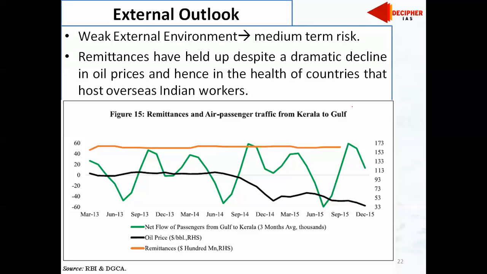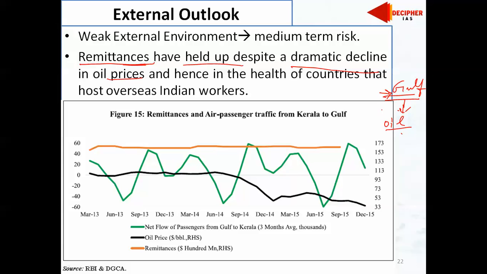Now coming to the next topic, it is the external outlook. Last year the economic survey had identified a weak external environment as a major medium term risk for India. The remittances, that is money we get from our foreign workers or migrants, have held up despite a dramatic decline in oil prices. Now most of our migrant workers are working in the Gulf region, and these Gulf region countries are the oil exporting countries.